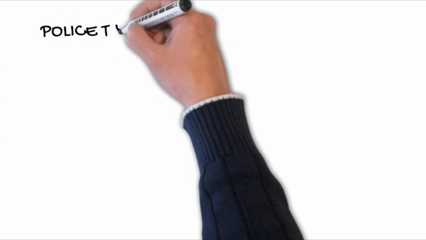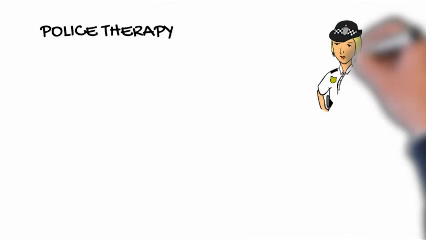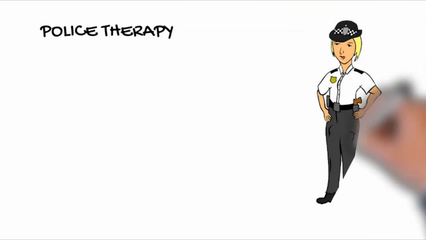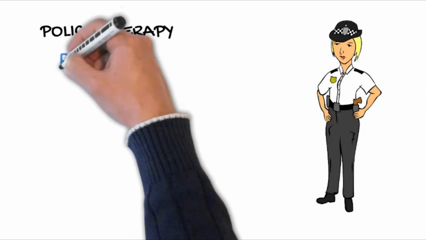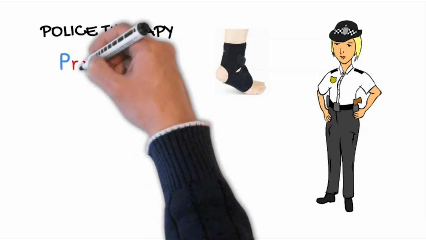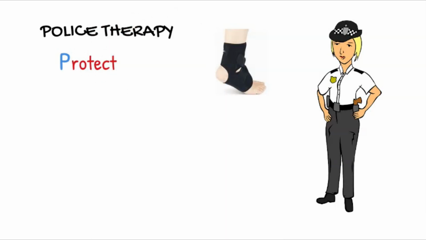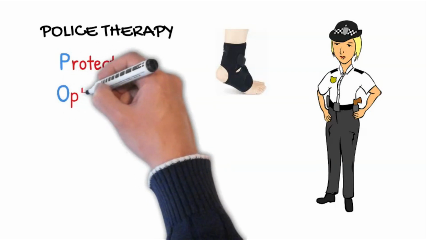And the way it's initially treated is with something called POLICE therapy. And no, it doesn't involve the police, but it's just a good acronym to let us know what's going on or the best way to treat things. So the first one is P, which is protect, meaning that if you go back to play and train in the future, you need to wear some level of ankle brace, or even taping, as that reduces your risk of having a sprain again.